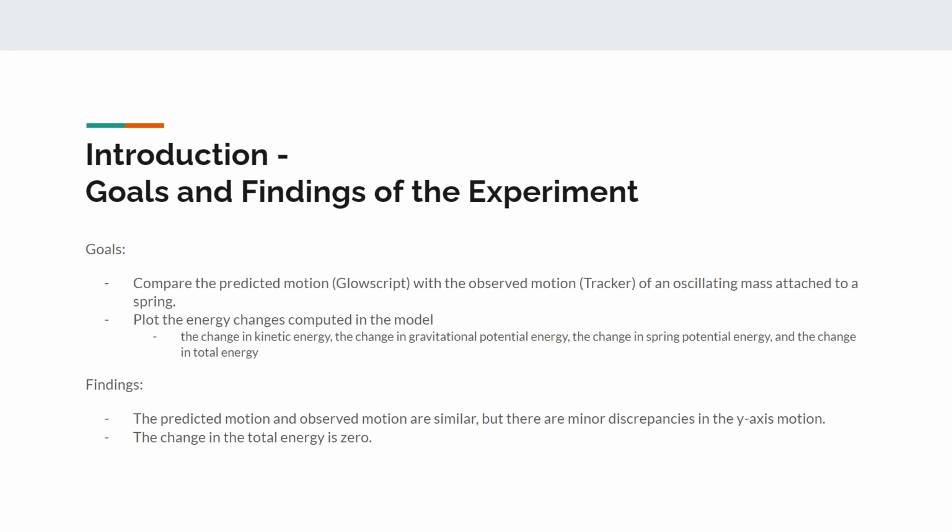Introduction. The goals of this experiment are to compare the predicted motion with the observed motion of an oscillating mass attached to a spring and plot the energy changes computed in the model. The findings of my experiment are that the predicted motion and observed motion are similar, but there are minor discrepancies in the y-axis motion. And also the change in the total energy is equal to 0.